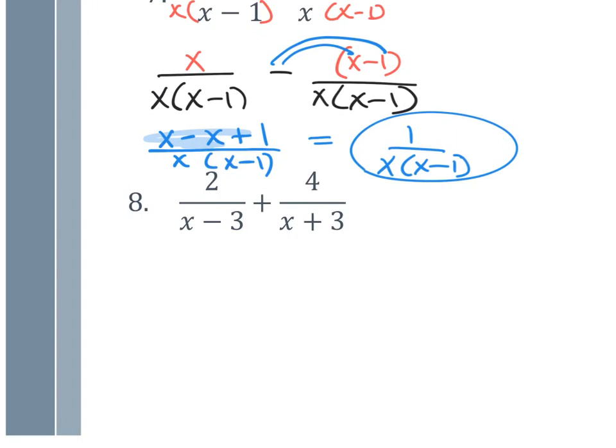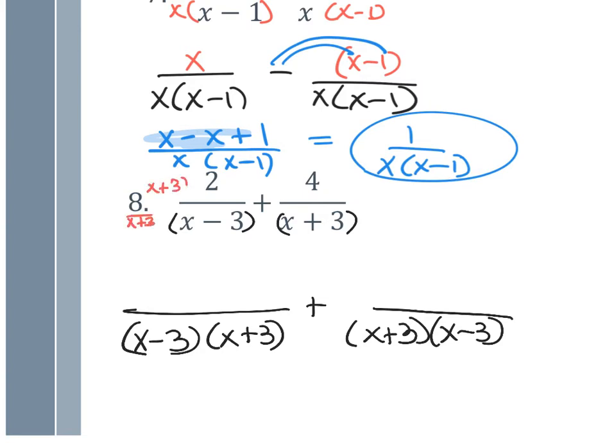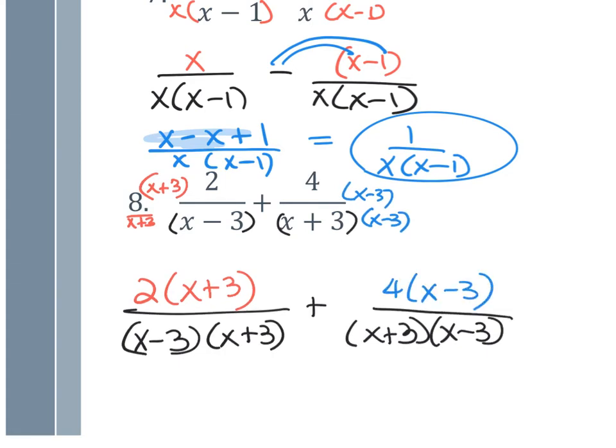For number 8, again, the common denominator here is going to be all of this. So my common denominator is going to be x minus 3 times x plus 3. You need to represent everything. So the first fraction is missing the x plus 3. Whatever you do to the denominator, you do to the numerator. So this will become 2 times x plus 3. And over here, this one's missing the x minus 3. So 4 times x minus 3.